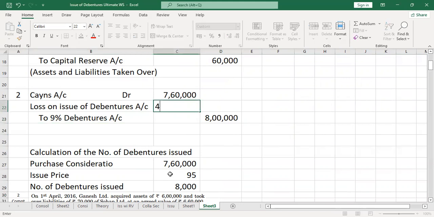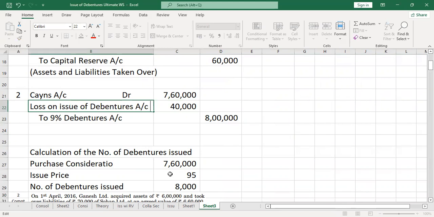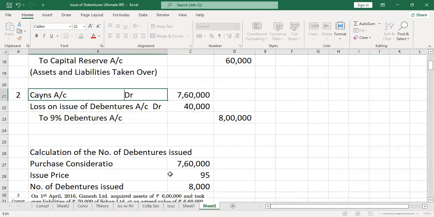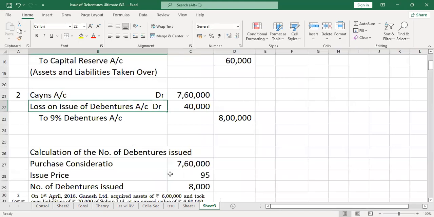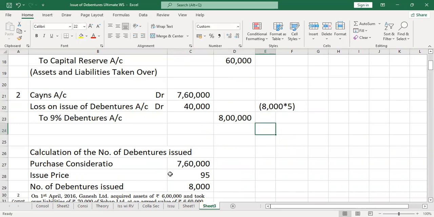And the loss on issue of debentures can be found out as a balancing figure, or in the journal, or you can also calculate the loss itself. You issued 8,000 debentures, right? And 5 rupees is the loss per debenture, right? And therefore, it is 40,000.